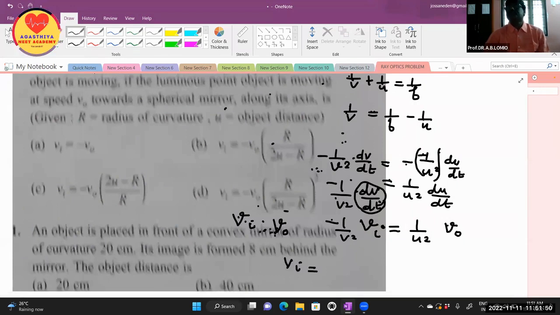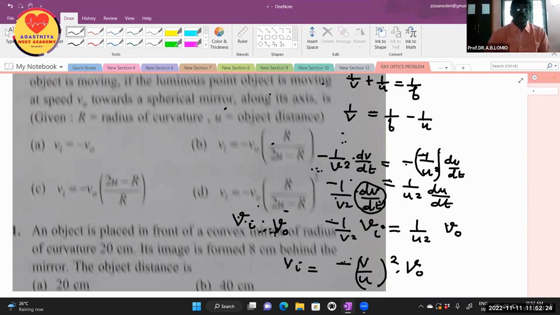What can we do? Take the minus sign to the other side. That is minus v by u whole squared, into v naught. This is the final expression, but the answers are in terms of u and r. See the answer, it is different from this. Therefore, we are going to modify this answer in terms of r and u.